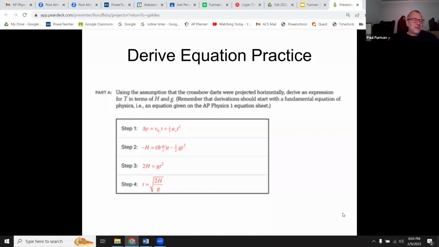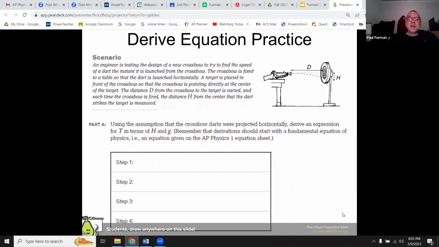So if you're not sure where to start with deriving an equation, start with something you know to be true, and then start substituting in variables. And what I tell my students all the time, when you think you're done, go back and look at the original question and make sure that you've answered the question. It seems obvious, but here it says derive an equation for t in terms of h and g.